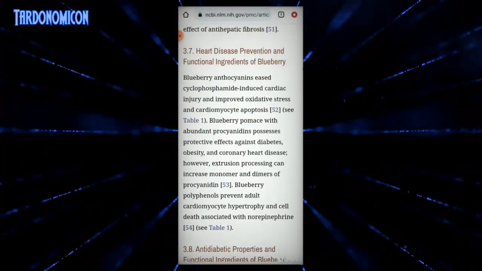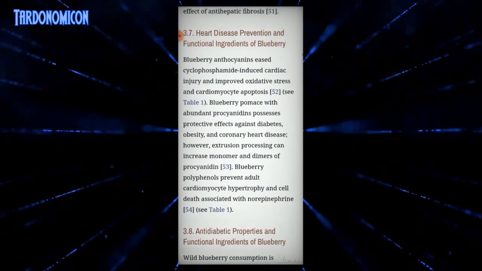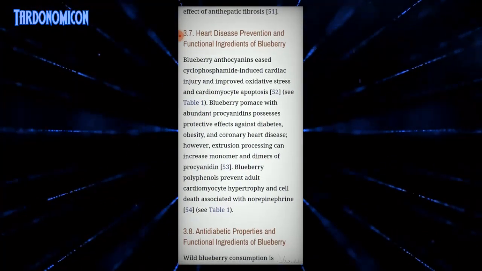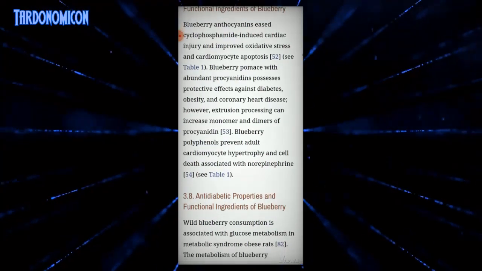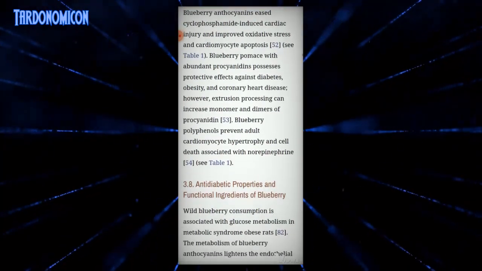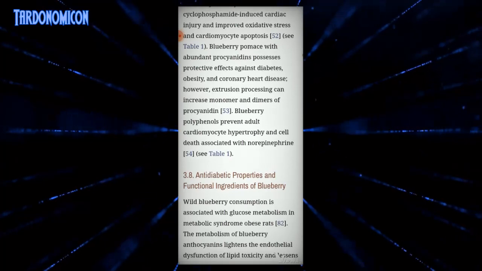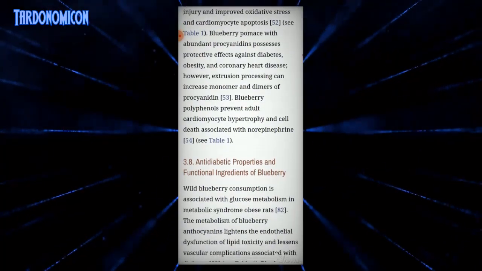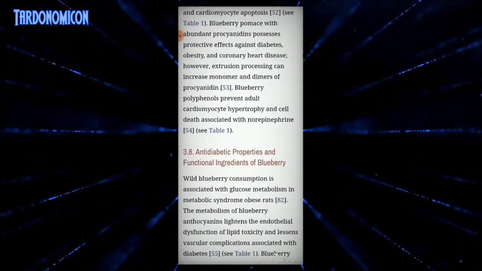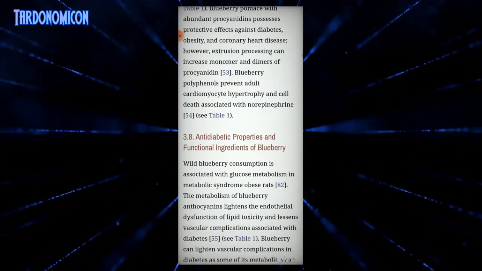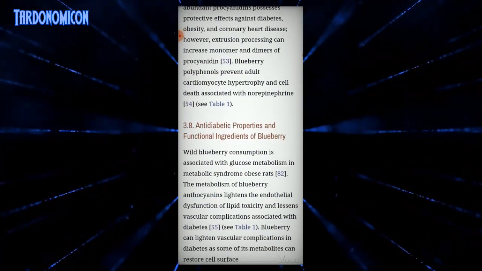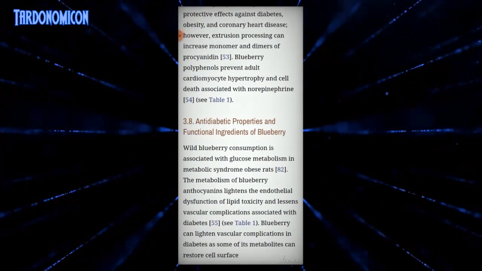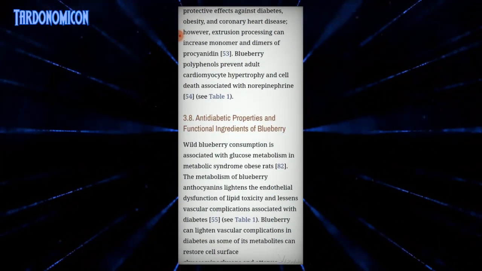Heart disease prevention. Blueberry anthocyanins eased cyclophosphamide-induced cardiac injury and improved oxidative stress and cardiomyocyte apoptosis. Blueberry pomace was abundant in procyanidins, which possess protective effects against diabetes, obesity, and coronary heart disease. However, extrusion processing can increase monomers and dimers of procyanidin.